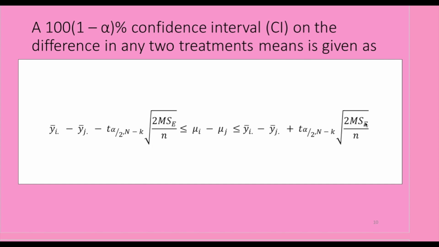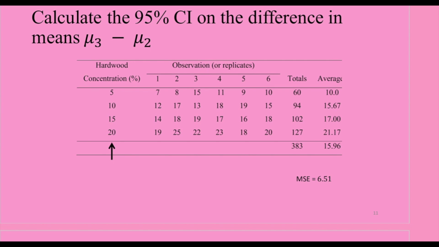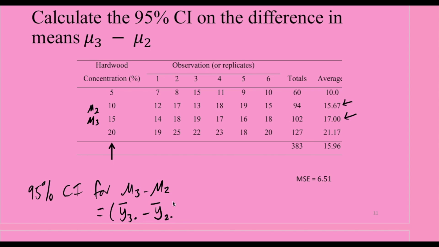Let's try out an example. Let's calculate a 95% confidence interval on the difference in means mu3 minus mu2. Remember which is mu3? This one here, mu2. Alright. So these are the averages. So the formula is y bar 3 dot minus y bar 2 dot plus minus t alpha over 2, so 0.025. It is capital N minus k. Capital N was 24 minus k is 4, you get 20.